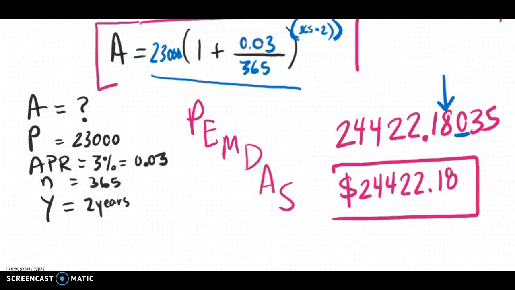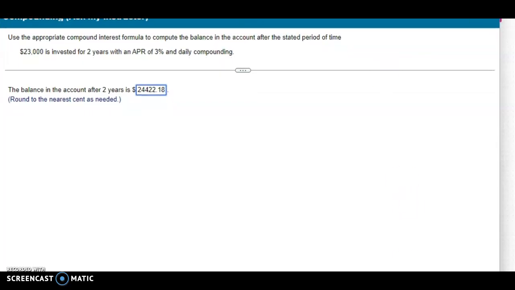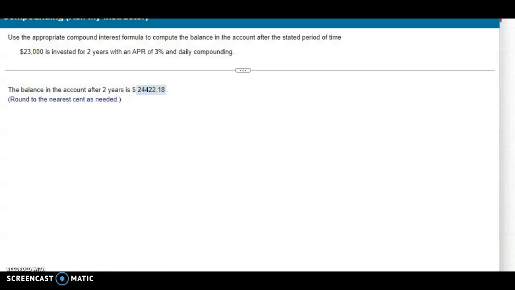So this is the answer I get, and I'm going to put it in MyLab Math and make sure that my answer is correct. And it usually tells you in parentheses what place to round to. So now I'm going to hit check the answer, and it gives me the green check mark. And so then I know I've done it right, and I can move on to the next.